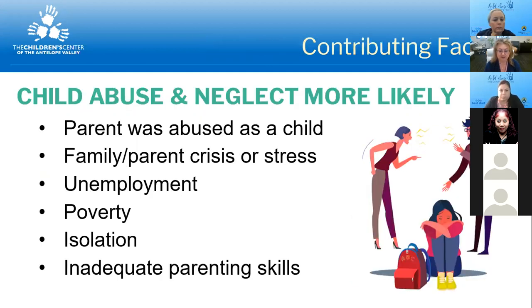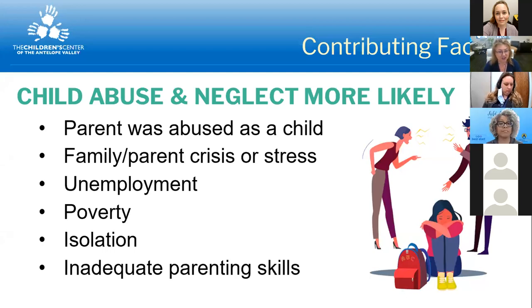So what we do at the Children's Center is we don't judge, we don't categorize anybody as going to abuse their children. But we do know that there are certain elements in life that make you more likely to abuse children. Some of those are: parents were abused as a child, the family and parent is under crisis and stress, including, of course, now COVID-19, unemployment and job issues, poverty and the stress that comes with that, isolation, another thing that unfortunately we've seen heavily during COVID-19, and inadequate parenting skills. And that might not be because you want to be a bad parent. That might be because you might not know how to properly parent to avoid child abuse.